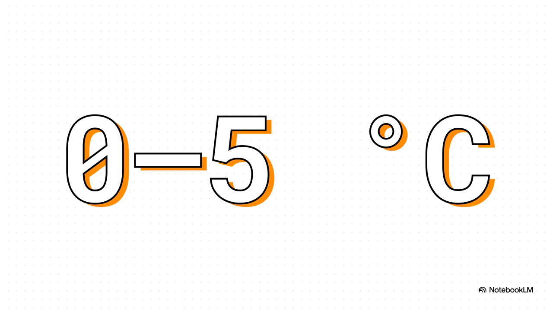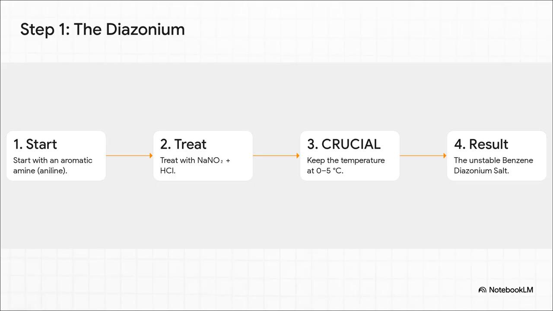It's everything. Okay, so step 1, creating our star player. Here's what we do. We start with our aniline, we add some sodium nitrate and hydrochloric acid, and, you guessed it, we keep it ice cold. What we get is our benzene diazonium salt. Now, this molecule is the absolute key to everything, but it's so fragile, so unstable, it can only exist right there in that cold solution. You can't just make it and stick it on a shelf for later.